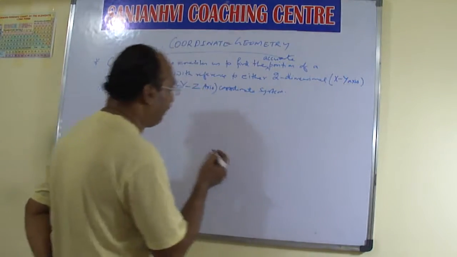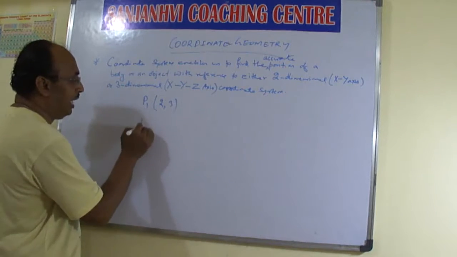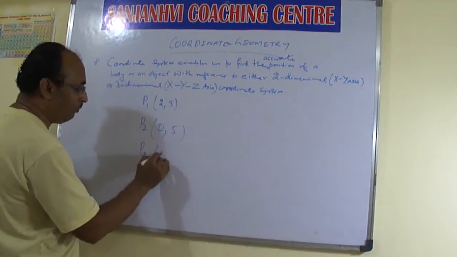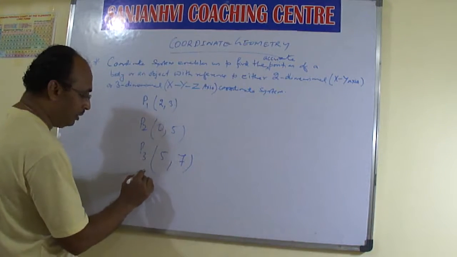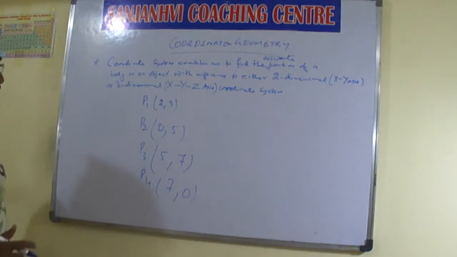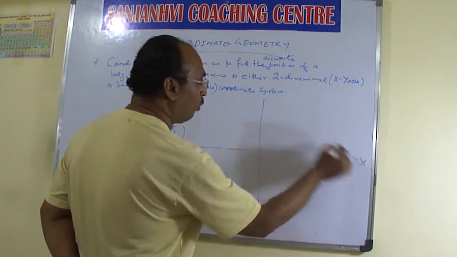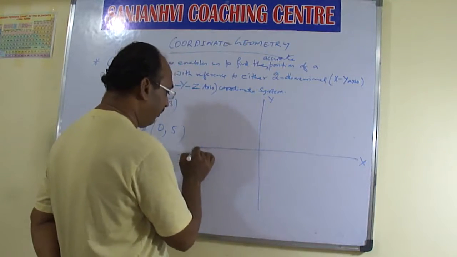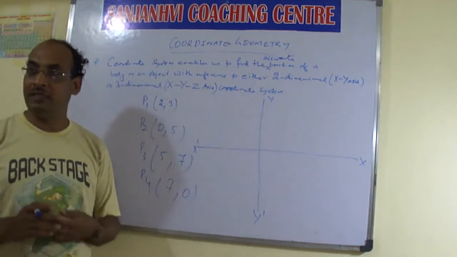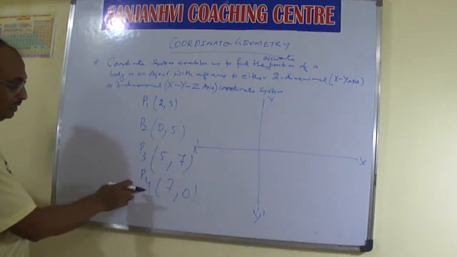Suppose I give you a point P1 as (2, 3), and P2 as (0, 5), then P3 as (5, 7), and P4 as (7, 0). If I ask you to represent these in the coordinate system, I think you are already aware how to do it, because you have already studied it in your 9th standard.